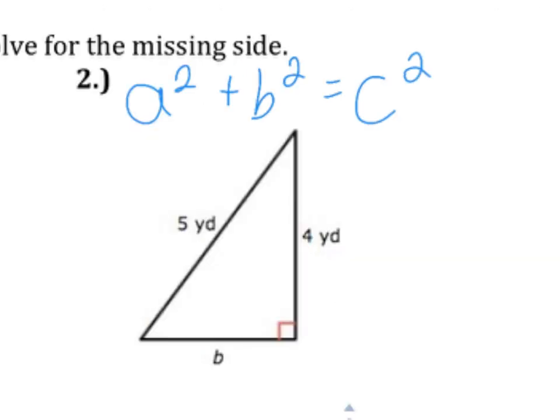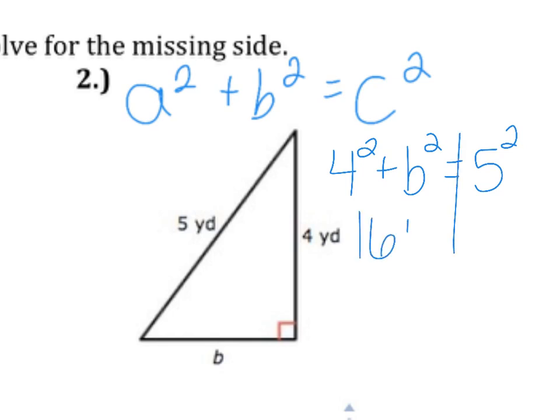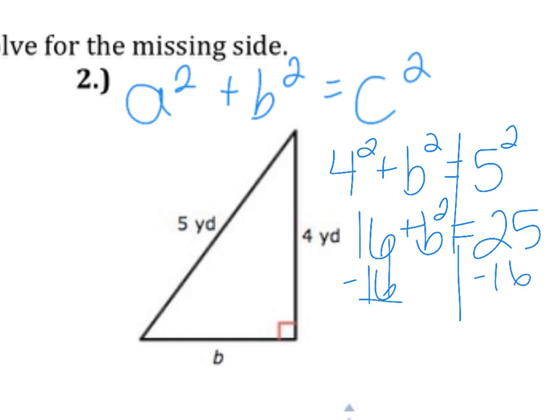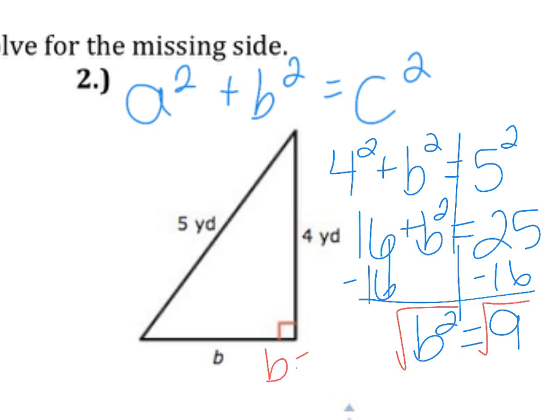If we take a look at problem 2, we are now missing side B. So we are given leg A is 4, so we'll start with 4 squared plus b squared equals our c, which is 5 squared. So again, I'm going to draw my line down my equal sign. 4 times 4 is 16. So 16 plus b squared now equals 25. So we are going to continue to solve for b. We're going to subtract 16 from both sides to get b squared equals 9. And then similar to problem 1, to undo squaring, we're going to square root both sides. So b turns out to be 3 yards.